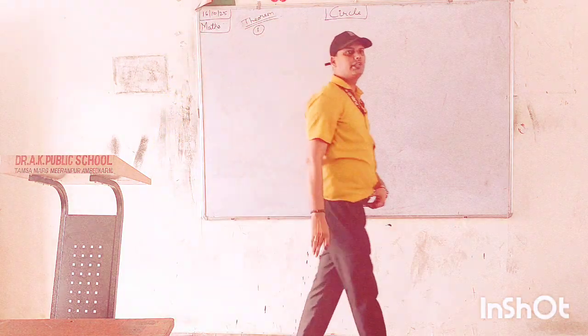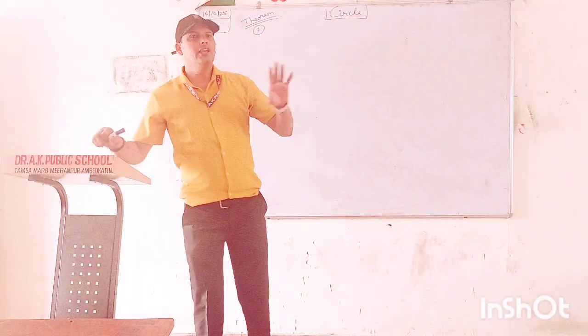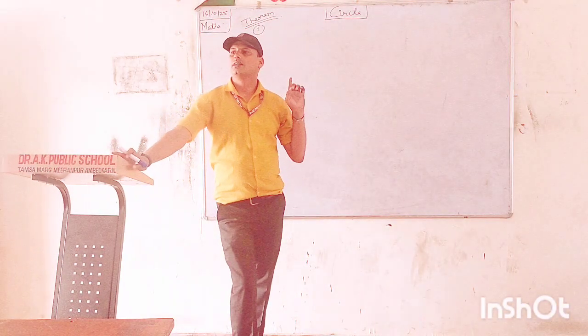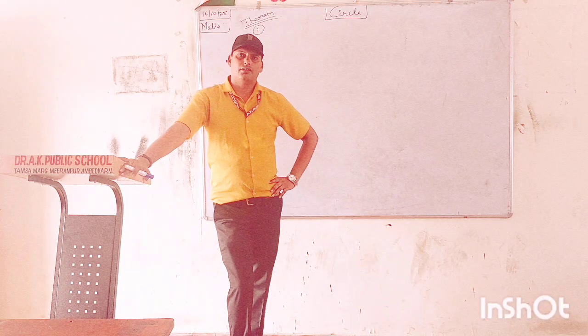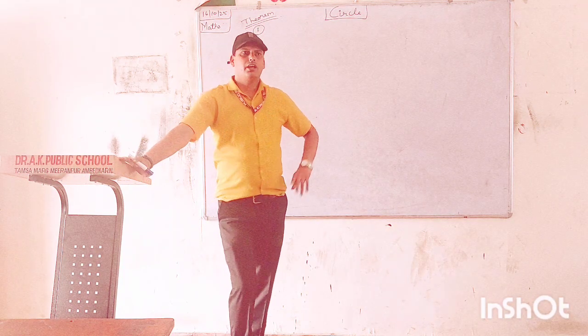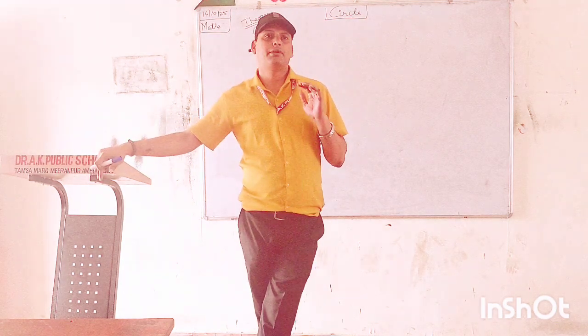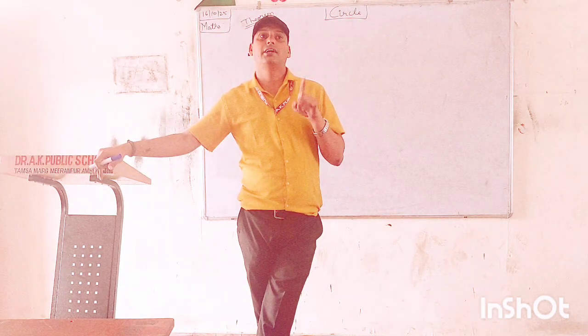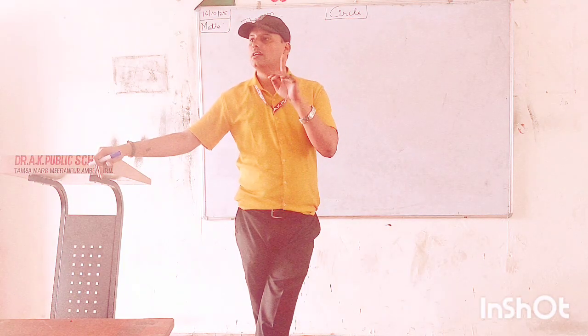The first theorem states that in a circle, if two equal chords are drawn, then they will subtend equal angles at the center.